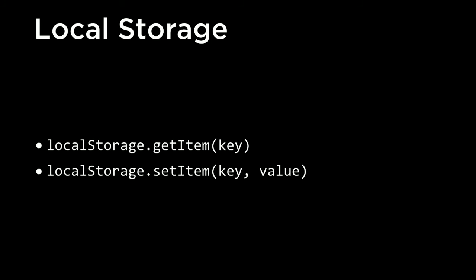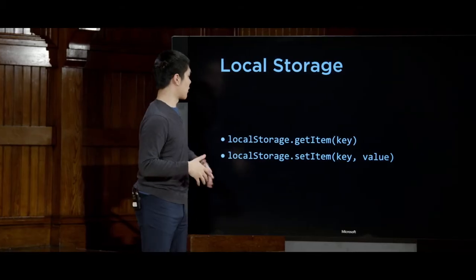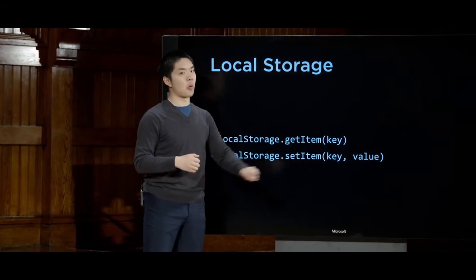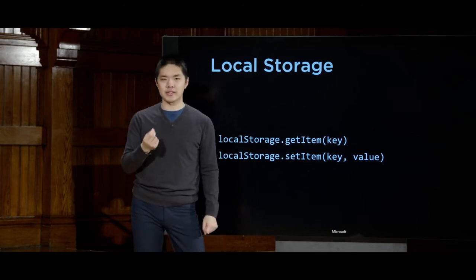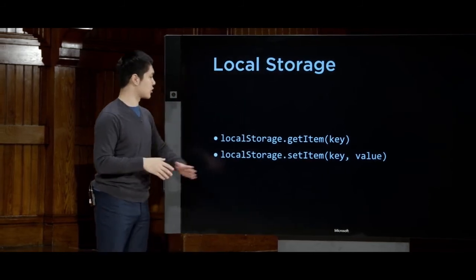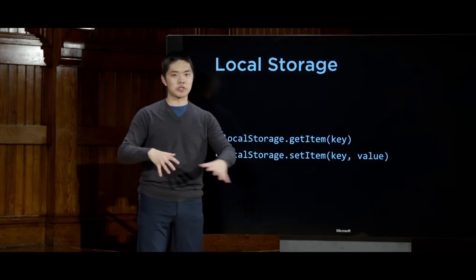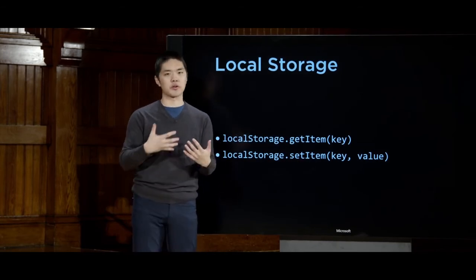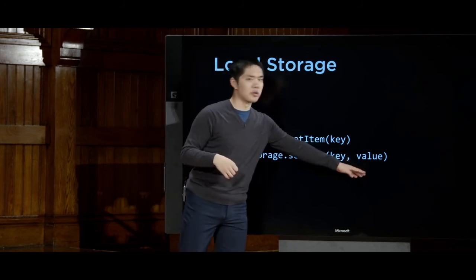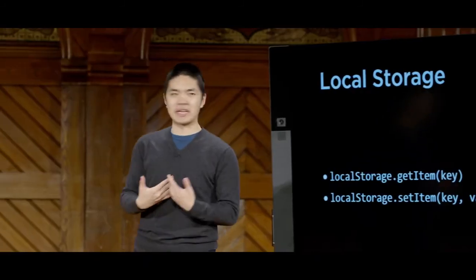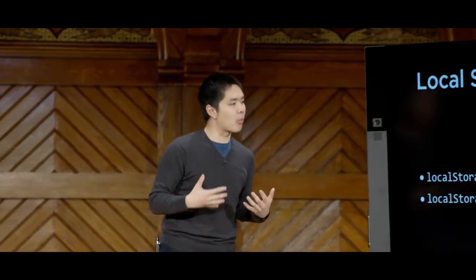Local storage is going to give us access to two key functions that we're going to use to manipulate it. The first is localStorage.getItem, where we would like to get something out of local storage based on its key, some name that we have given to that value. And we also have access to localStorage.setItem, which adds a new value to local storage or replaces an existing value, setting this key equal to a particular value. So we can use local storage to allow our web pages, using JavaScript, to store and retrieve information from the browser.